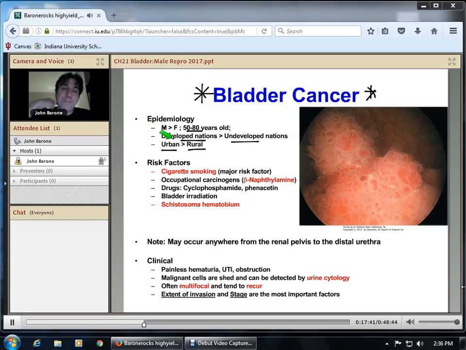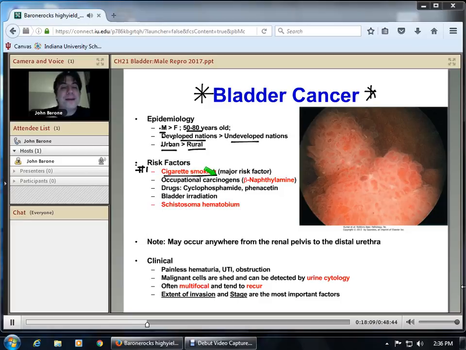Now, probably a big reason for males and developed nations in this is because the number one risk factor is smoking. Males smoke more than females, although female teenagers are trying to catch up, right? Teenage females are picking up smoking at a high rate. But still, men are still more commonly smokers. So that explains why it's men, more in urban areas, in developed nations, although we're sending cigarettes to underdeveloped nations too.